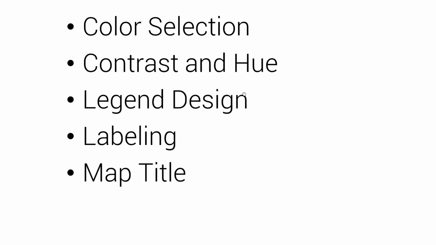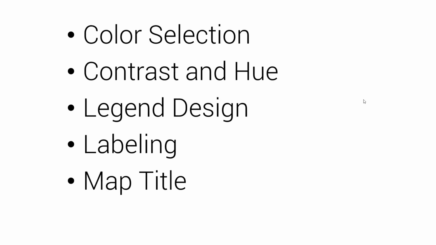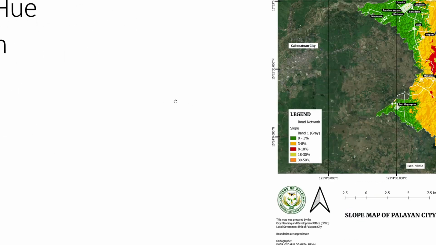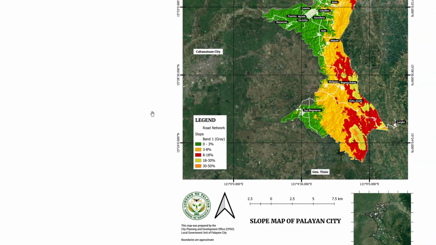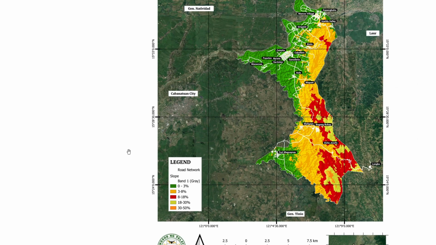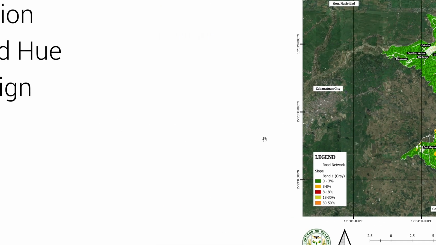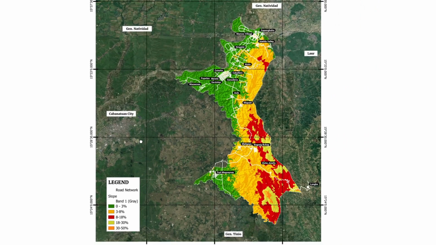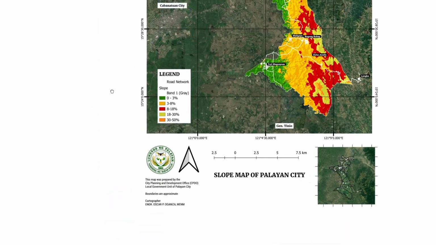Next one is legend design. When we say legend design, create a clear and informative legend that explains map symbols, classifications, and units of measurement. So, meron tayo ditong legends kung saan the green is 0 to 3%. So, quite level yung area na yan. And pagdating sa 3 to 8%, medyo slopey na siya. And pagdating sa 8 to 50%, medyo matatarik na area na yan. So, that's legend design. Di ba? So, you can easily identify naman yan.